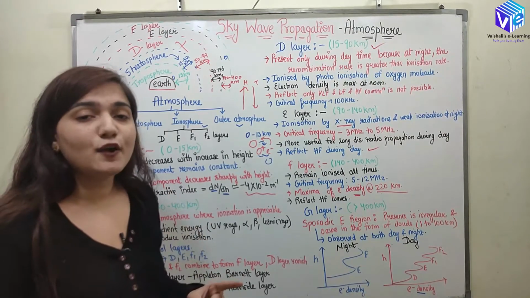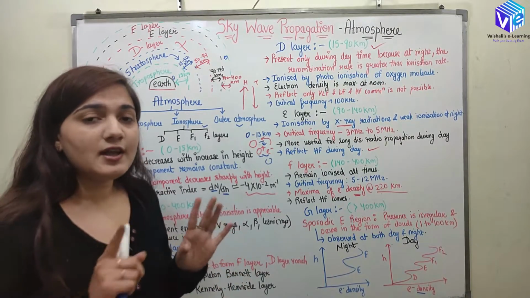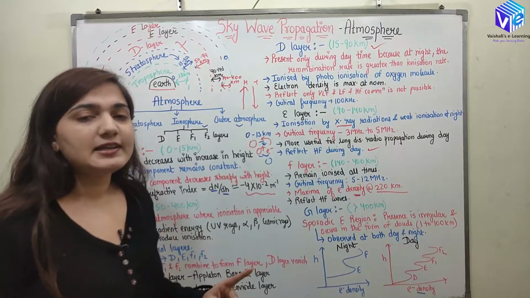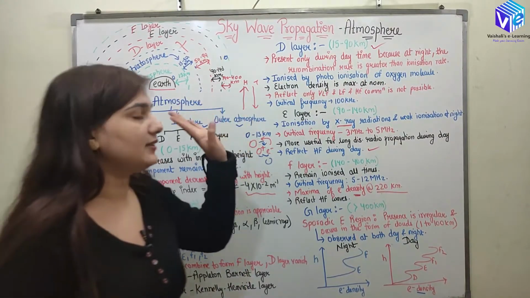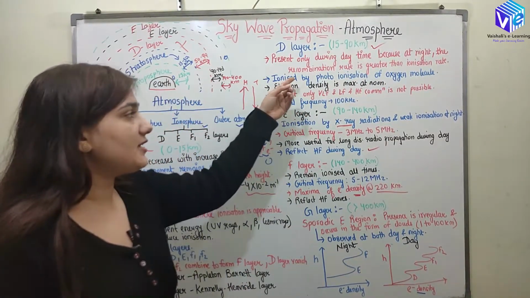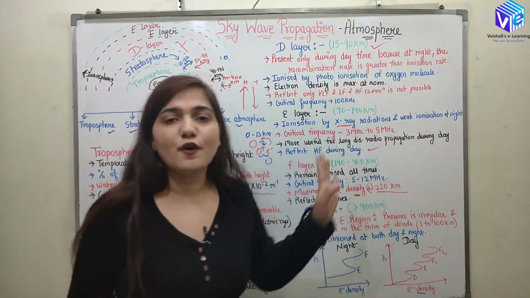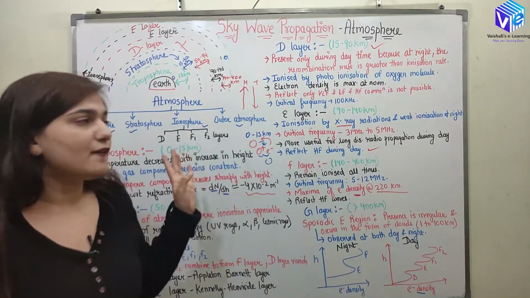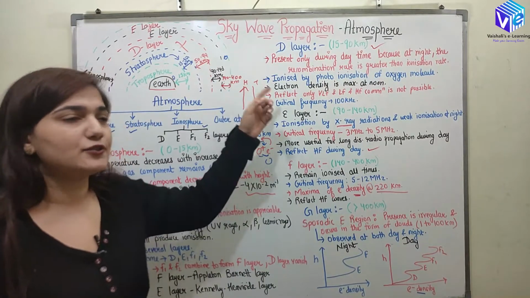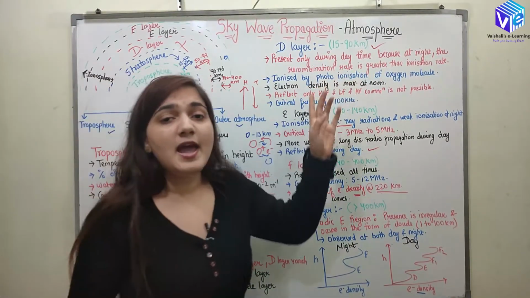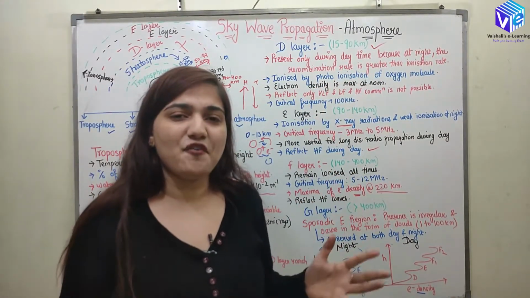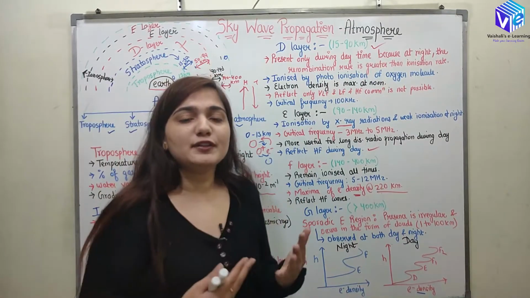If the ions are not there, I cannot say the ionosphere is present, and I cannot say the D layer is present. So the D layer vanishes at night time. It is ionized by the photoionization of oxygen molecules. I have already given you the example. So electron density is maximum at noon, because the maximum photon density comes during the noon time.